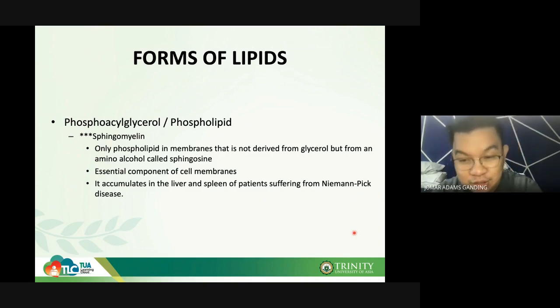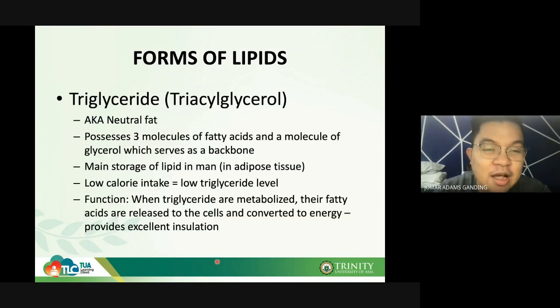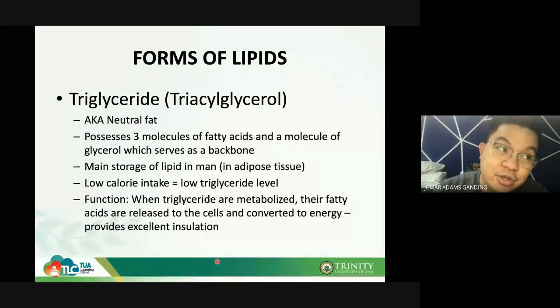Let me go straight ahead to the other form of lipid. Next we have your triglyceride. Okay? Your triglyceride or your triacylglycerol, aka neutral fat. Why do we call it neutral fat? Again, neutral fat because they don't have charge. So your triglyceride compared to your phospholipid.